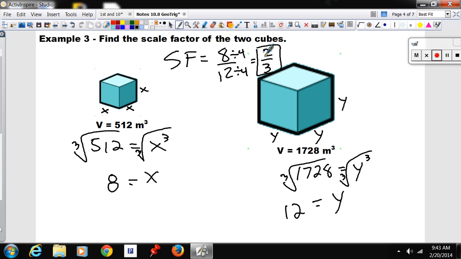That means the area ratio would be 4 over 9 because 2 squared and 3 squared. So the ratio of their areas would be a 4 to 9 ratio. 2 cubed would be 8, 3 cubed would be 27. It would be an 8 to 27 volume ratio. That's how that would work out.